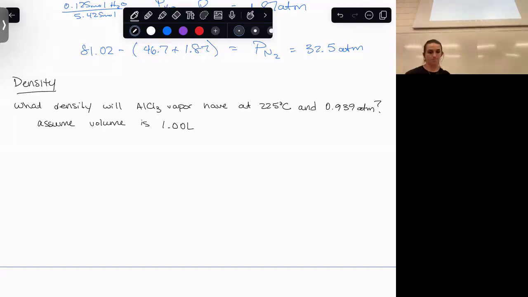Okay. So for this one, we have: what density will aluminum chloride vapor have at 225 degrees Celsius and 0.939 atm? We assume our volume is 1 liter.